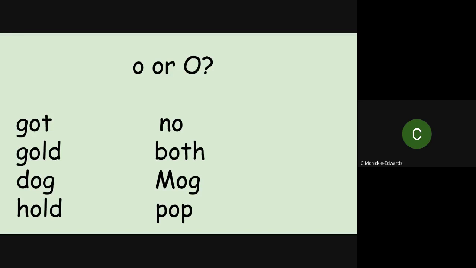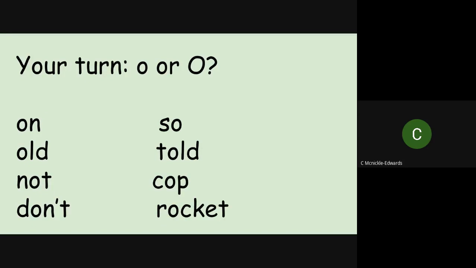And then last word, p, o, p, pop, or p, o, p, pope. Whilst pope is a word, again, that wouldn't be how we would actually spell the word pope. That's the split digraph o-e, so there would be an E at the end of that word. So that would be the long O pronunciation. So p, o, p, pop. So now it's your turn.